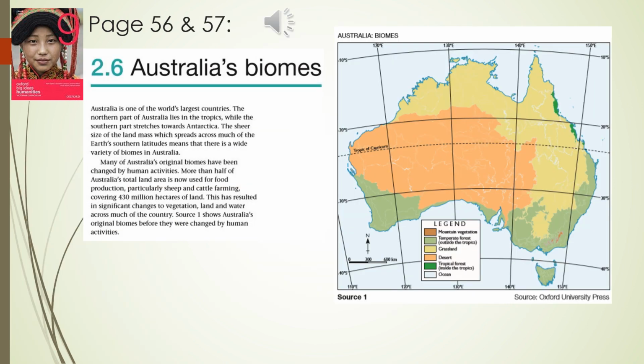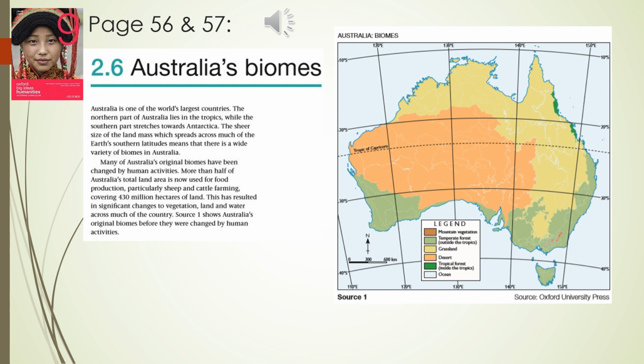Let's take a look at Australia's biomes. Now, Australia is one of the world's largest countries in terms of landmass. The northern part of Australia lies in the tropics, while the southern part stretches towards Antarctica. The sheer size of the landmass, which spreads across much of the Earth's southern latitudes, means there is a wide variety of biomes in Australia.